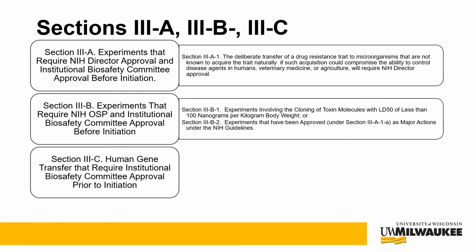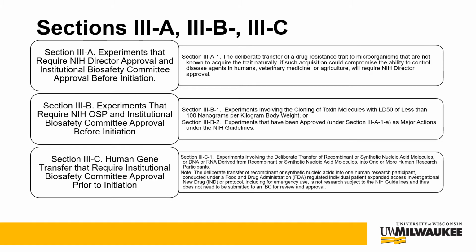Section 3C are experiments that involve human gene transfer that require Institutional Biosafety Committee approval prior to initiation. These involve the deliberate transfer of recombinant or synthetic nucleic acid molecules, or DNA or RNA derived from recombinant or synthetic nucleic acid molecules, into one or more human research participants.